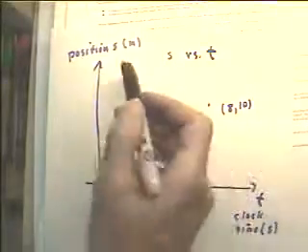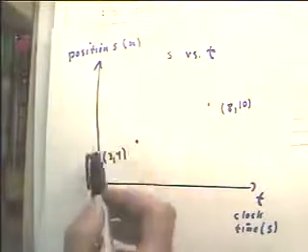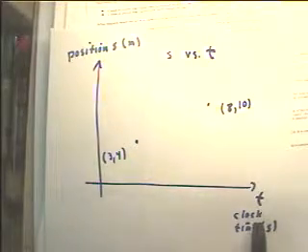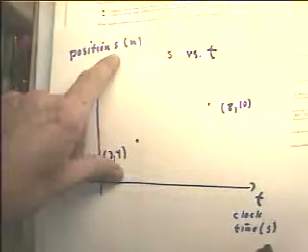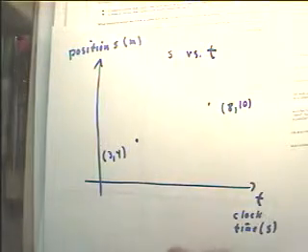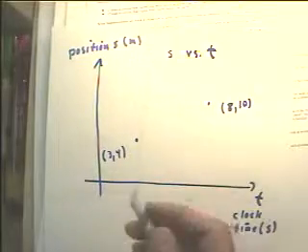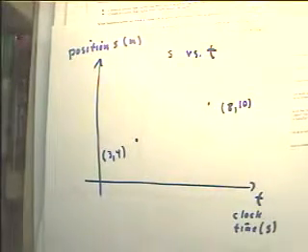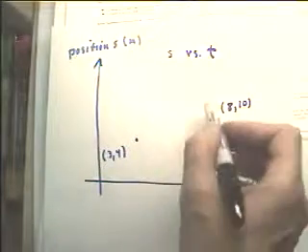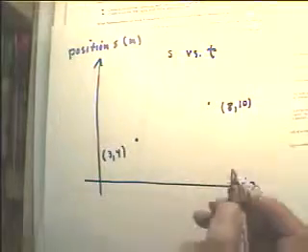Here we have a graph of position versus clock time. Position S in meters, clock time T in seconds. The S for position and the S for seconds might be a little confusing, but that's not going to really affect what we're doing here. Okay, we want to interpret the rise and the run and the slope of this graph. So let's see what we've got.